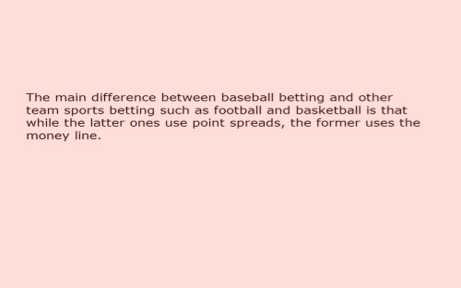The main difference between baseball betting and other team sports betting such as football and basketball is that while the latter ones use point spreads, the former uses the money line.